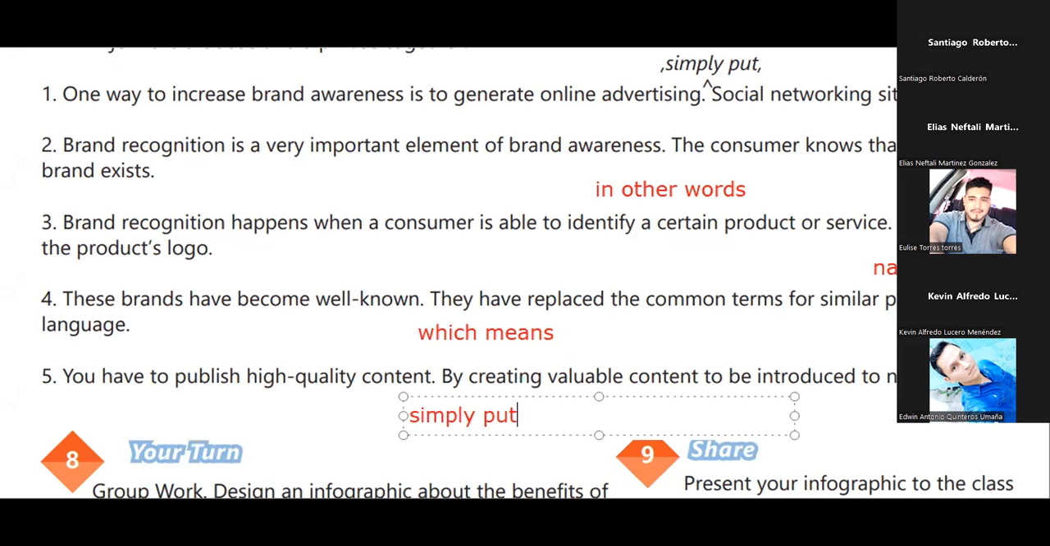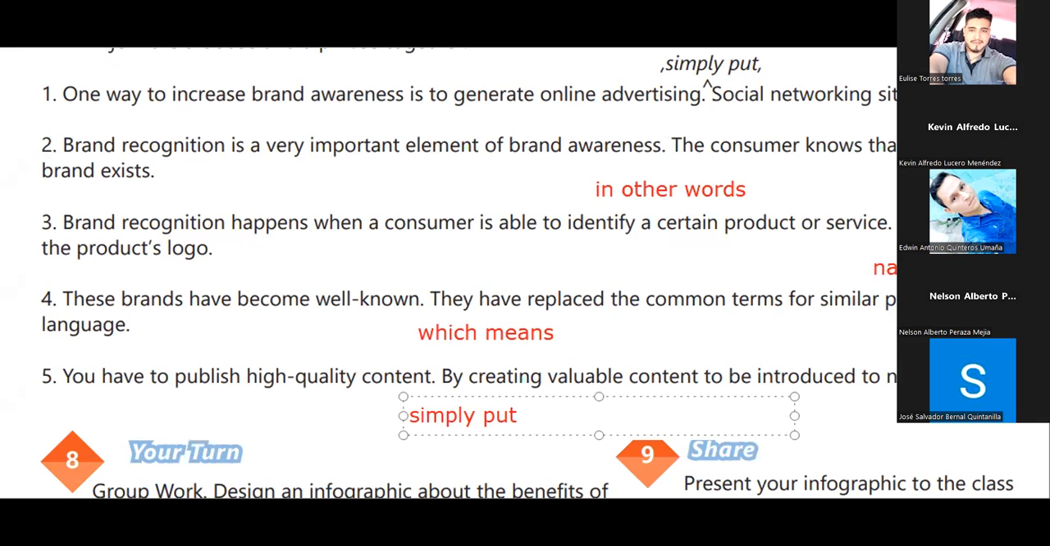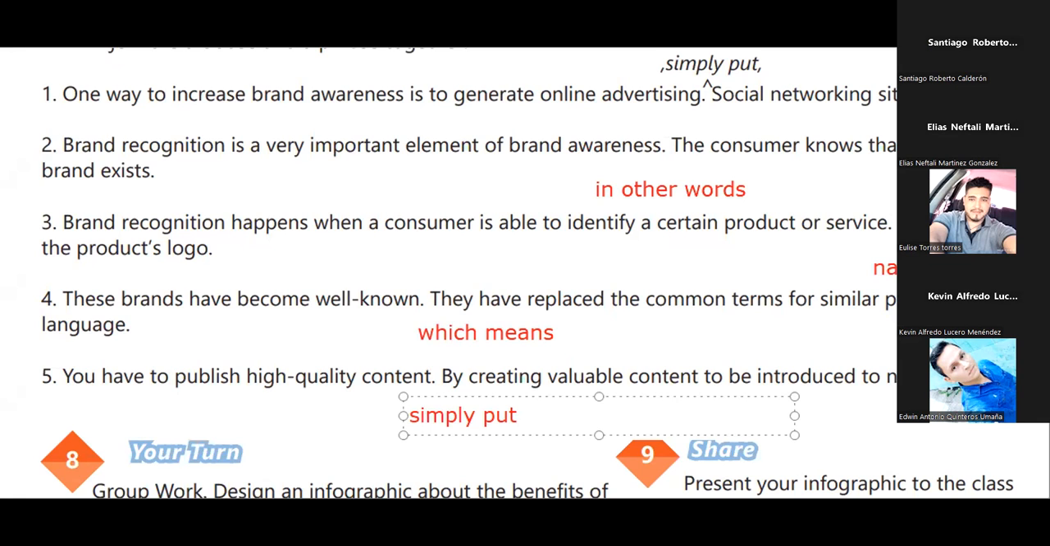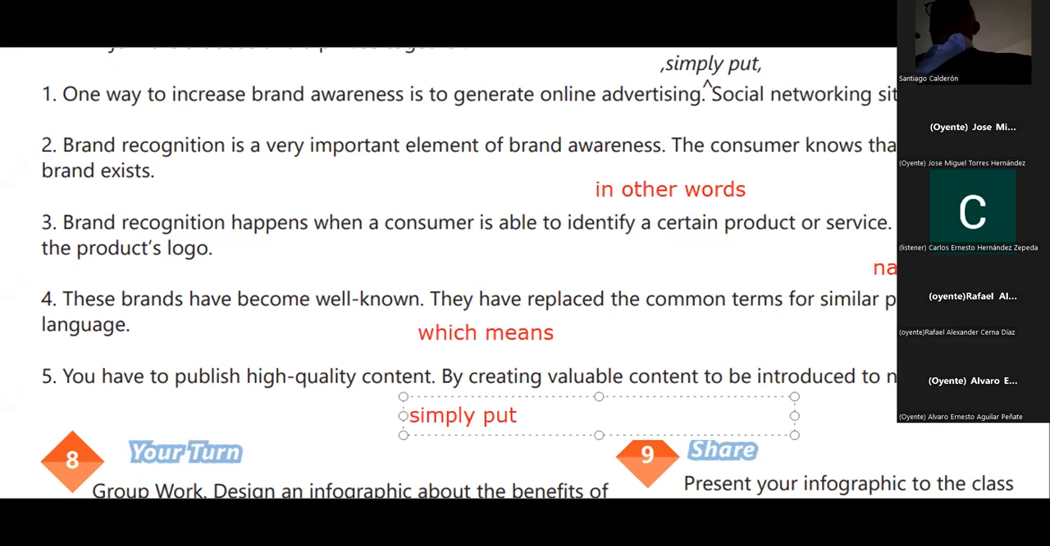So, everybody agrees, or do you have any other opinion? I agree with Boris. It sounds better that is by that, creating value. This one? 5? Yes, yes, that's my opinion. Okay, that is. Let's read it. You have to publish high quality content. That is by creating valuable content to be introduced. Okay, that's good too. It sounds good.